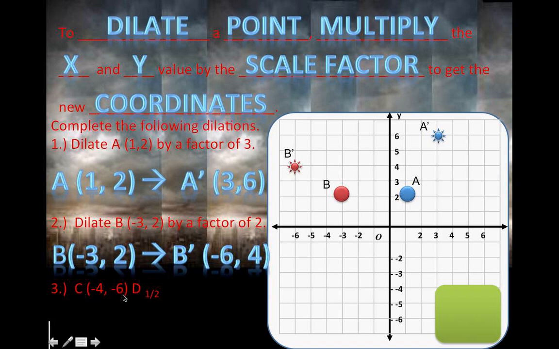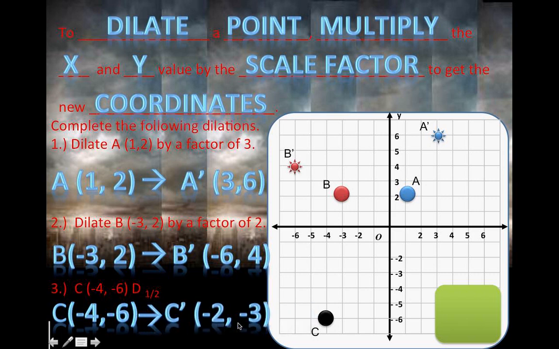So we start by graphing this, -4, -6, so backwards 4, down 6. And we're going to label that C, of course. And now we're going to multiply both our x and y values by 1/2. So 1/2 times -4 will give us a -2. 1/2 times -6 will give us a -3. So I know C prime is going to be at -2, -3.